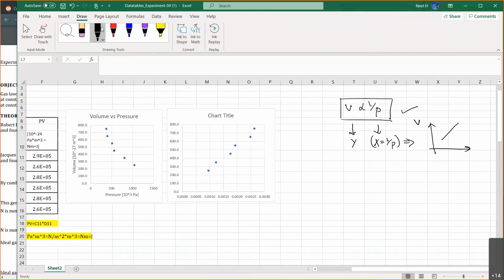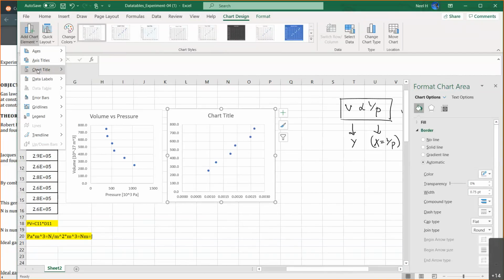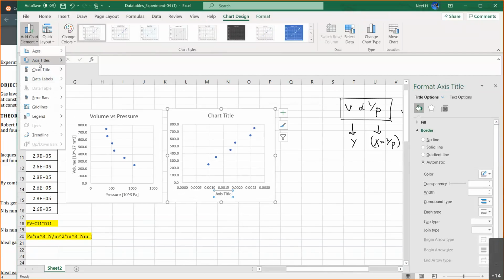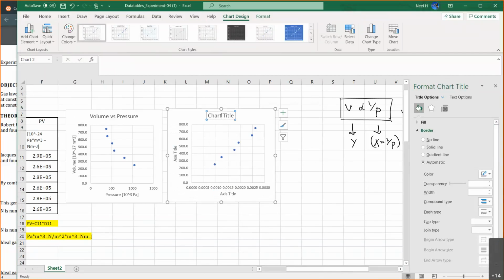Now this is V, but this one is 1 over P, not just pressure, okay? So that's what we're observing on graph number 2. You have to name this properly, okay? Graph 2, axis title, primary horizontal, and primary vertical, and the chart title. You can say this is volume versus 1 over pressure, or you can say inverse pressure, either is fine. Now this is going to be 1 over pressure. Unit should be 10 to the power negative 3 and then 1 over Pascal.